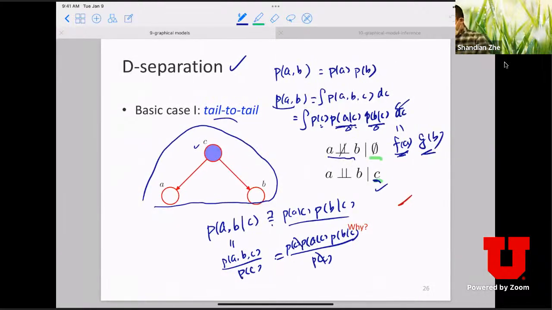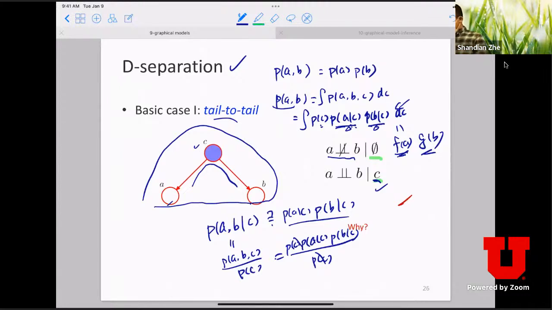Okay, so we talked about 2 basic cases in the last lecture. One is called tail to tail. Basically you have these 3 random variables or nodes, A, B, C, with C in the middle. It is called tail to tail because if you draw a path from A to B, you first meet C with the tail of the edge, and when you pass through C, you meet another tail. That's why it's called tail to tail.